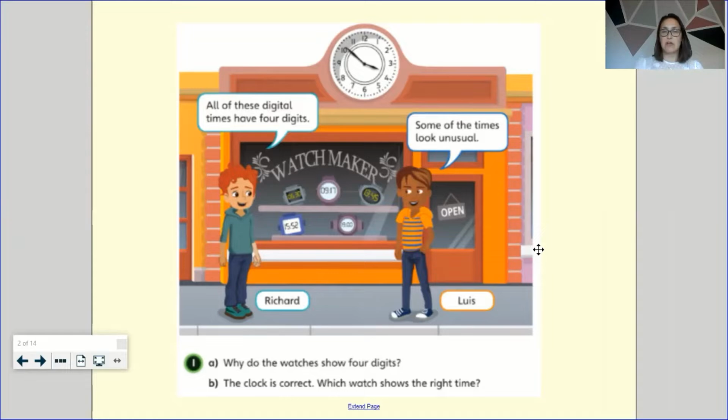And B, the clock is correct. So looking at the clock at the top, the hour hand is between the 3 and the 4, so the hour is 3. The minute hand is pointing to 52, so it is 52 minutes past 3, it is 3:52. Now, none of the watches show 3:52. However, one of them shows 15:52. And if you've already got your smarts about you and you're feeling confident with 24-hour, you will know that 15:52 is 3:52 in the afternoon. Well done.